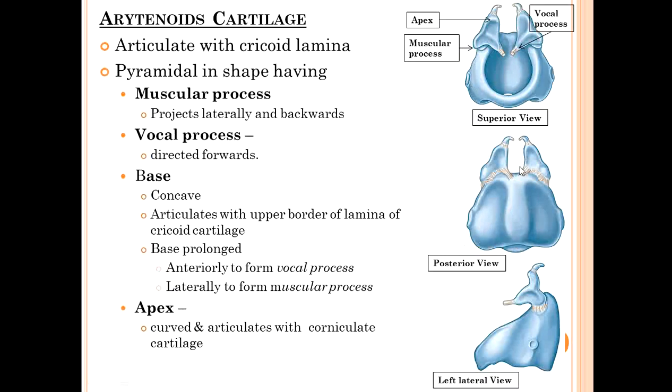Now the arytenoid cartilage, you can see here, this is the arytenoid cartilage. It articulates with the cricoid lamina. What does it have? It has a muscular process, a vocal process, a base, and an apex. This is the muscular process, this is the vocal process, here is the apex, and this triangular shape is the base. You will not be able to make this out in 2D, but in 3D you will see the triangular base, the apex, the vocal process, and the muscular process.